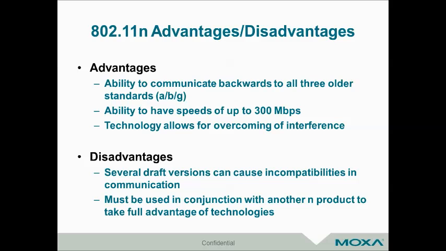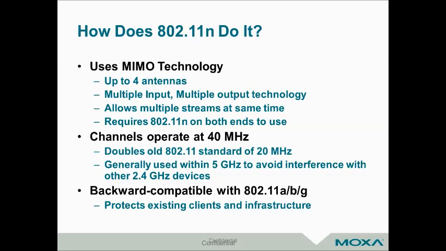So it's kind of a trade-off. You have to think, do I want to allow legacy devices for interoperability and ease of upgrading, or do I want to have the full speeds of 802.11n? Unfortunately, that is a choice you will have to make when you do a wireless N installation.